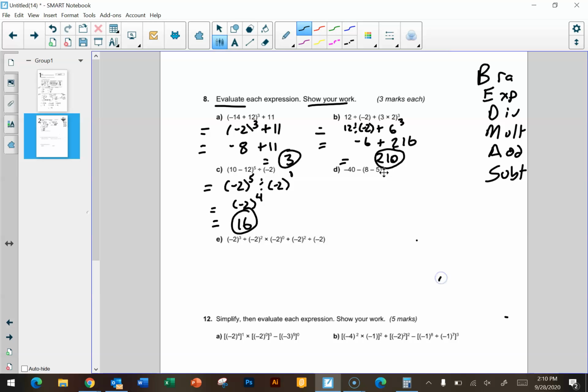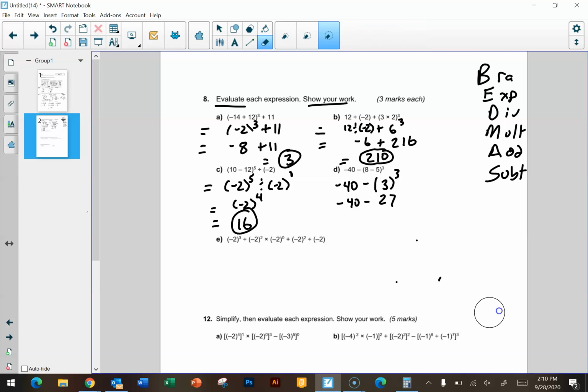All right, last one. And I can't even see what that power is because I circled it. Okay, this one was 210. Okay, now negative 40 minus, and then in brackets we've got 8 minus 5. Well, 8 minus 5 is 3 to the power of 3. So this is negative 40 minus 3 to the power of 3, which is 27.